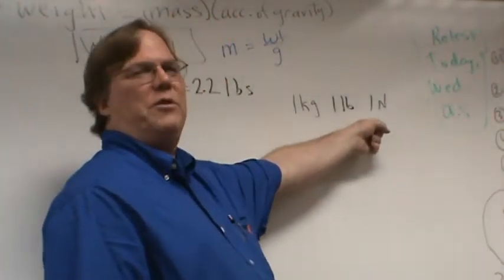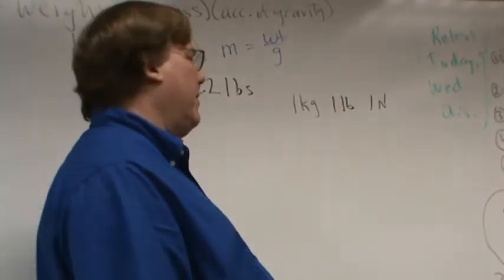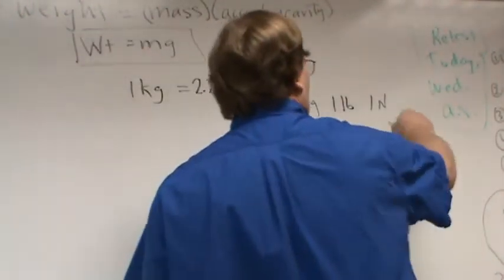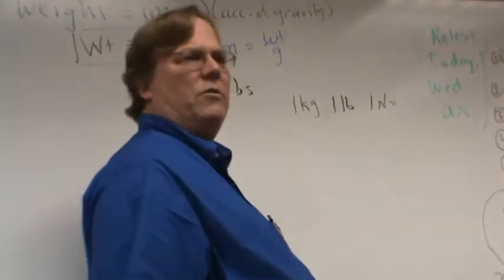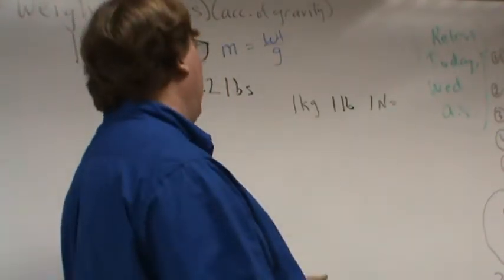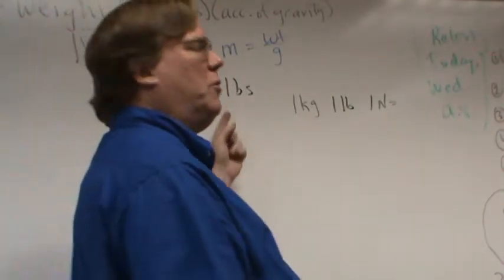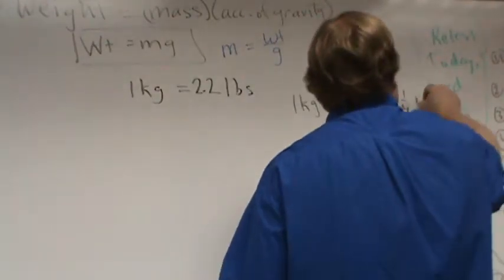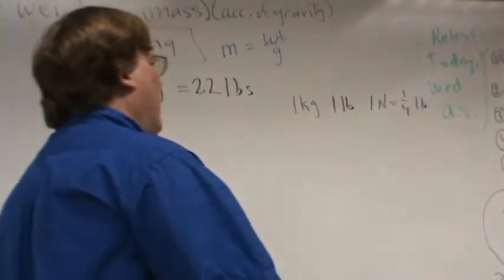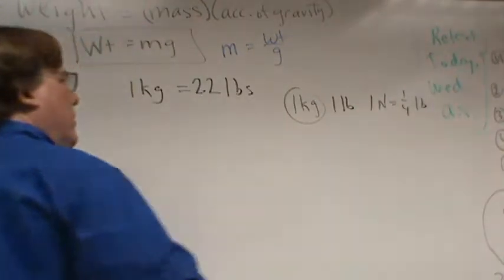So you don't want to be too rich, so you went with 1 Newton. But remember, one Newton is approximately 100 grams, which is a tenth of that, 0.22 pounds. So 1 Newton is approximately a quarter of a pound. So obviously you go with the 1 kilogram, because that's 2.2 pounds.